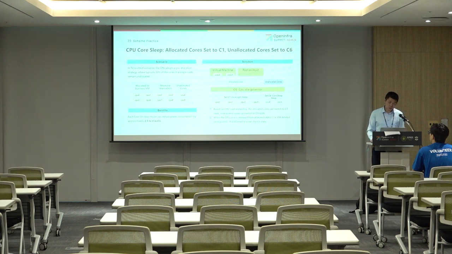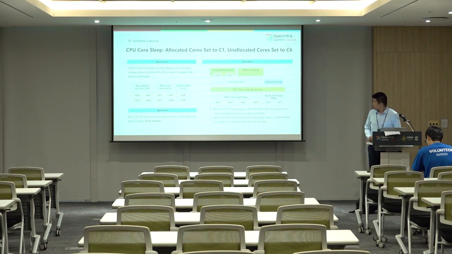For the CPU, we have some defined C states, C1 and C6. These two states are used for sleep. C6 is for when, as you know, the application is deployed by the VM model, and after the application is deployed, some CPU cores are unallocated. We call these fragments. All these fragment CPU cores have no service on them, so we will enable them to go into deep sleep, that means the C6 state.